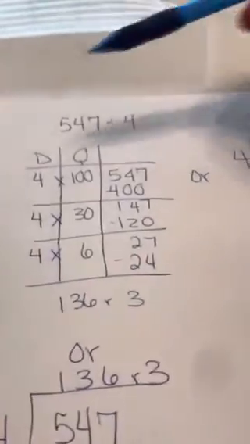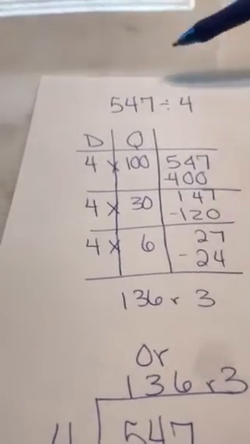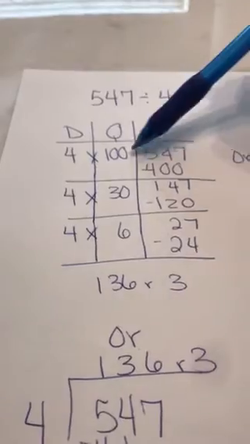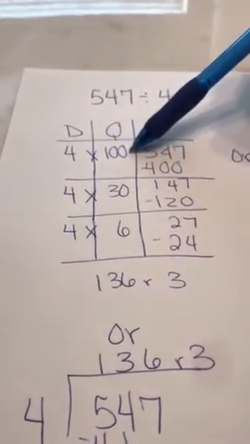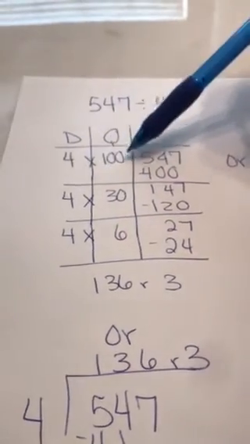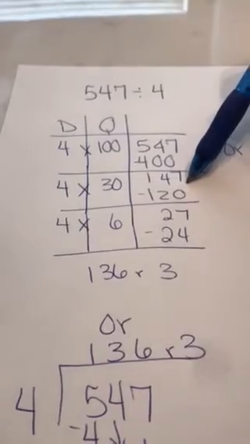Again, DQ, algorithm. Last example, I've got up here, bigger one, 547 divided by 4. Again, I want to get as close to 547 as possible, okay? I'm just going to start off real easy. Your number could be different than mine here, but I'm going to just stick with 100. 4 times 100 is 400. I subtract, I'm left with 147.